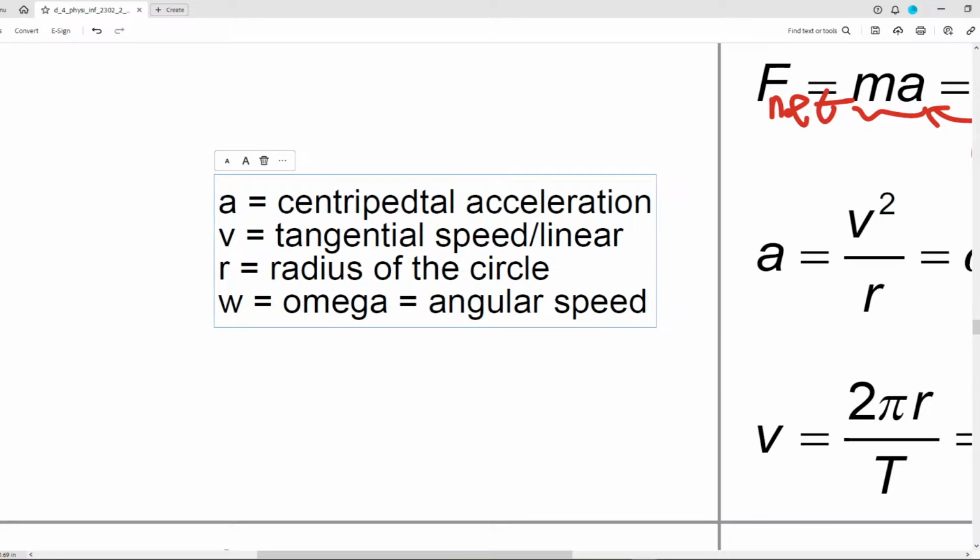Oh, that took a little longer than I thought. Angular speed. And T is period. Alright, so that's what these formulas stand for.